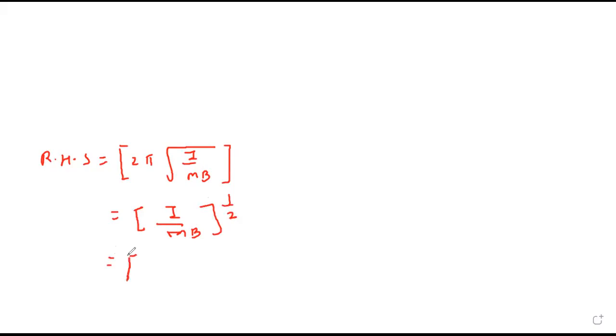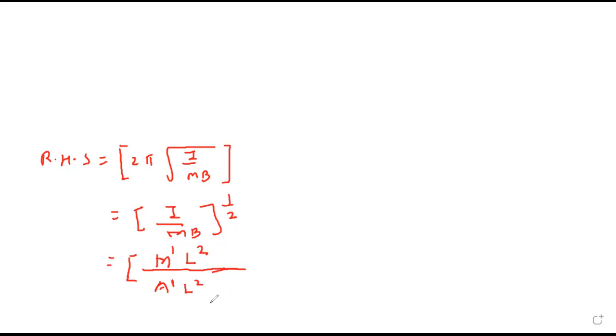What unit I gave you for I? Kg meter square, not kg per meter. Kg means M1. Meter square means L2. What is capital M? Dipole moment. Unit is ampere meter square. So A1, L2.